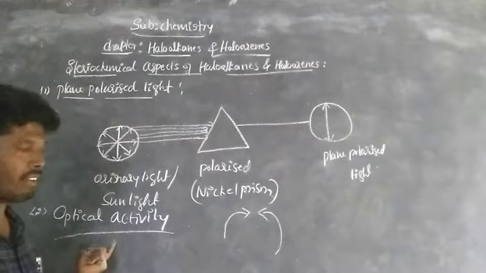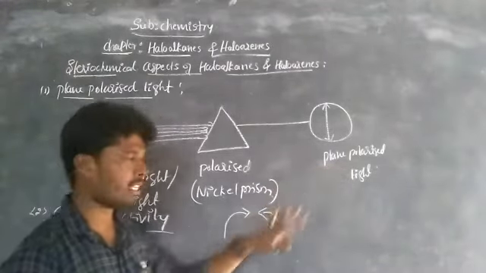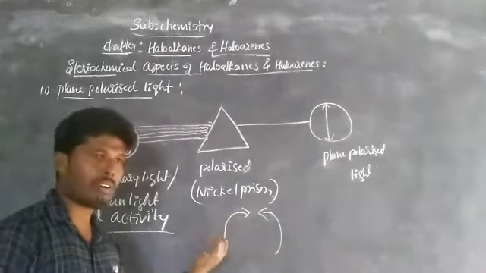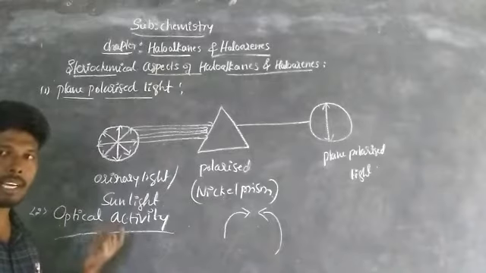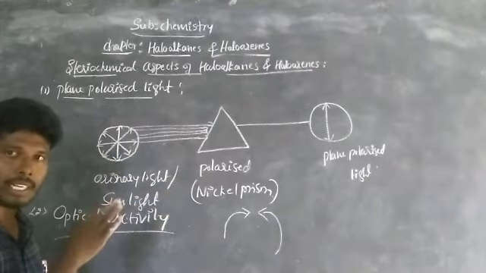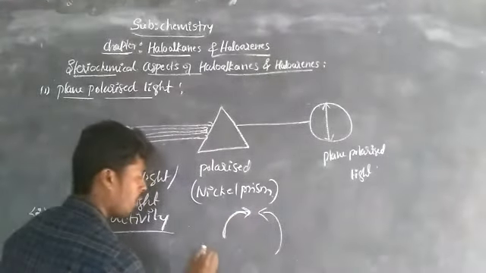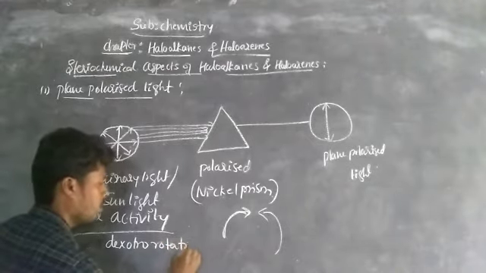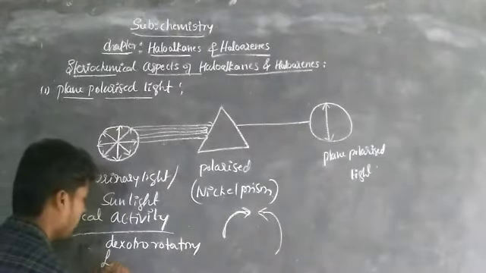So listen, optical activity is a phenomenon in which, when plane polarized light is passed through a solution of an organic compound, the plane polarized light is rotated either clockwise or anti-clockwise, and the compound is called an optically active compound. Here the plane polarized light is only rotated. If light is rotated clockwise, that we call dextrorotatory. If the light is rotated anti-clockwise, opposite to the clockwise, we call it levorotatory.